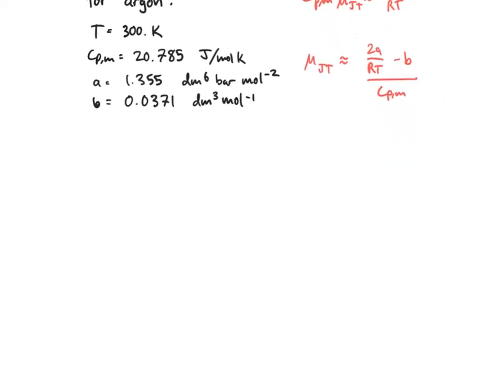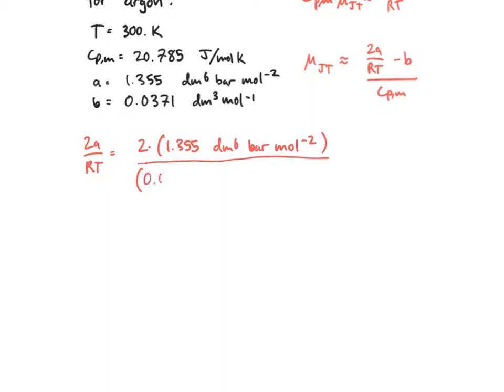Okay, let's start out first with 2A over RT, and let's just begin writing down our quantities. 2 times 1.355, and this is decimeters to the 6th, bar, mole to the -2, right up there. And then down below, we've got to choose an R. And since we have units of bar up there on the top of the numerator, it makes sense that we would choose the R that's going to allow us to cancel that out.